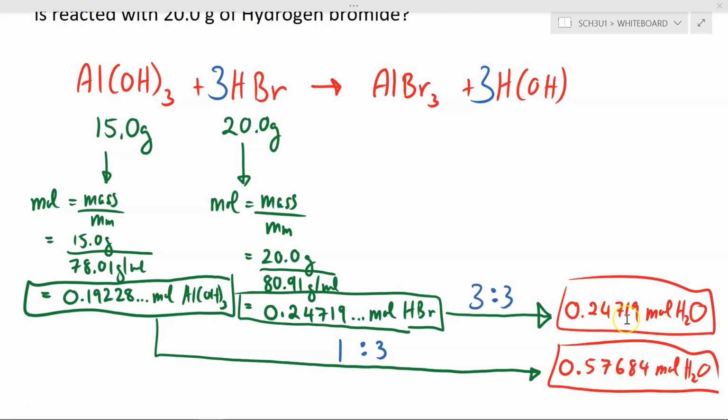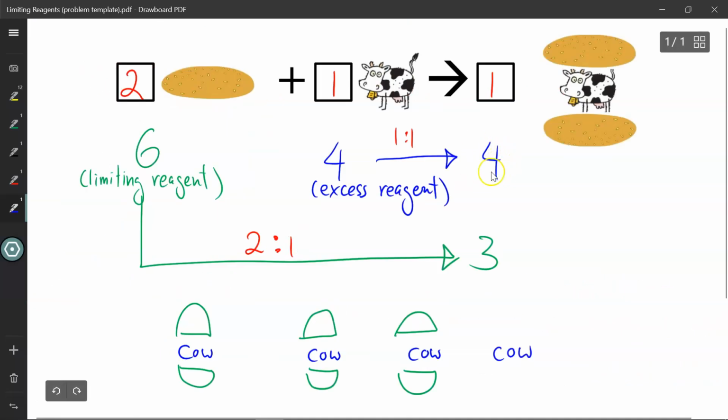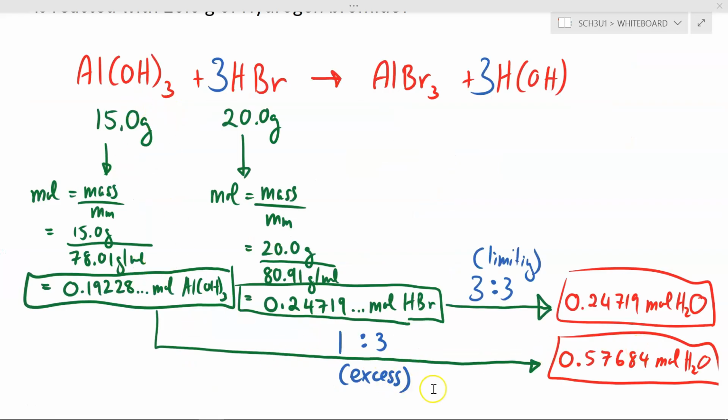So now we can compare these two values to find out who is the limiting reagent. Remember, the one with the greater amount is overestimating, that is your excess reagent, while the one with the smaller amount is your limiting reagent, and that'll tell you how much you can actually make before you start running out of other reactants. So in this case, the aluminum hydroxide will be your excess reagent, while HBr is your limiting reagent. Although you have enough aluminum hydroxide to produce this much water, you will run out of HBr long before you can even reach this point. So we can ignore this value and continue on with the limiting reagent value.